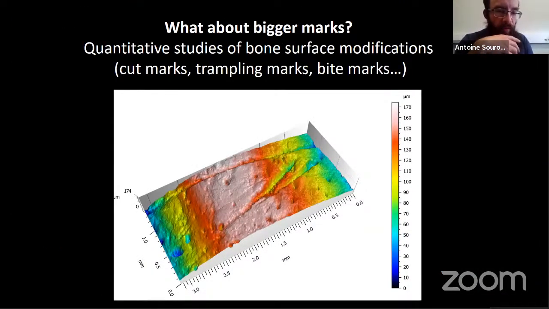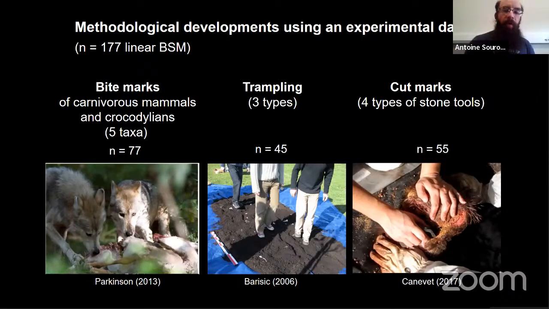So no transition, but I'm switching to bone marks. I've also been interested in quantitative studies of bone surface modifications and what we can learn about trophic networks and especially the transition in ancient hominids from omnivores to more carnivores. So of course, being able to identify correctly cut marks from trampling marks, bite marks, and so on is a very important issue. So first we developed some new methods using an experimental data set, including bite marks of different carnivorous mammals, different crocodilians, different types of trampling marks made with different types of sediments, and different types of cut marks made with different types of stone tools, including different cutting edge morphology and also different types of raw materials.